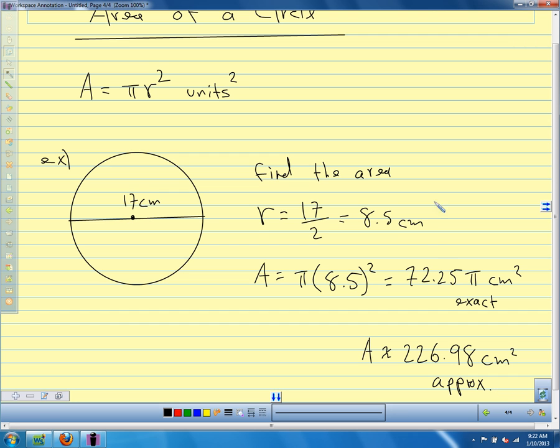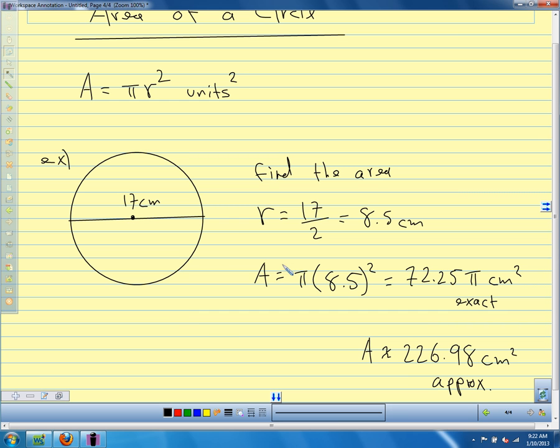A lot of times students get confused when we say exact or in terms of pi. All that's telling us is do everything with the numbers and leave pi wherever it is in our answer. That's all it means. Approximate means multiply by 3.14 or whatever we're using for pi.